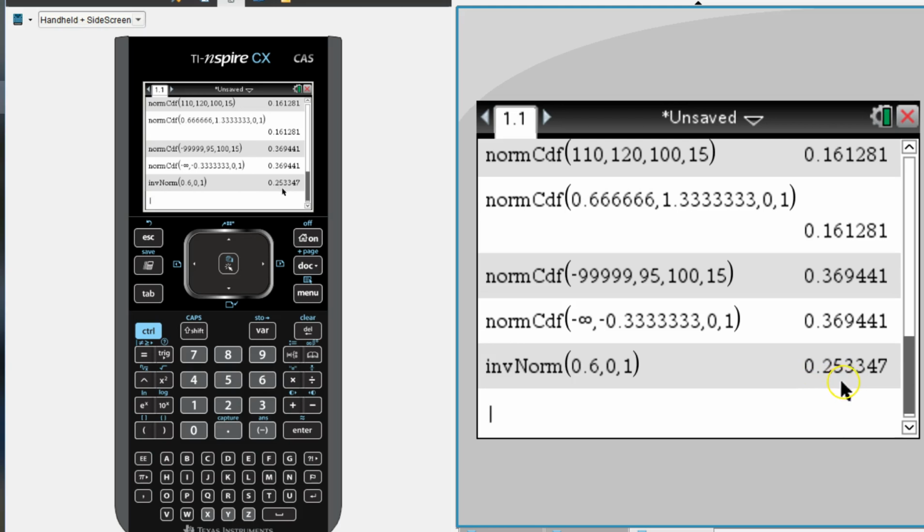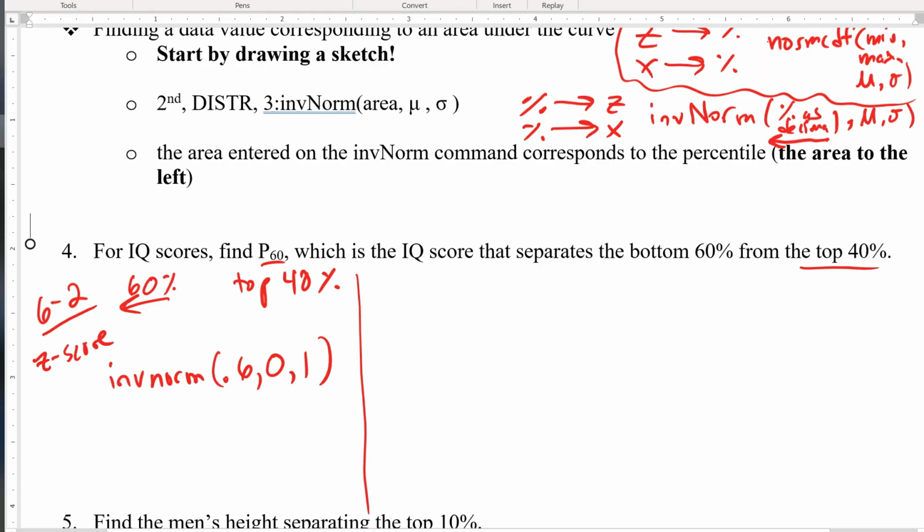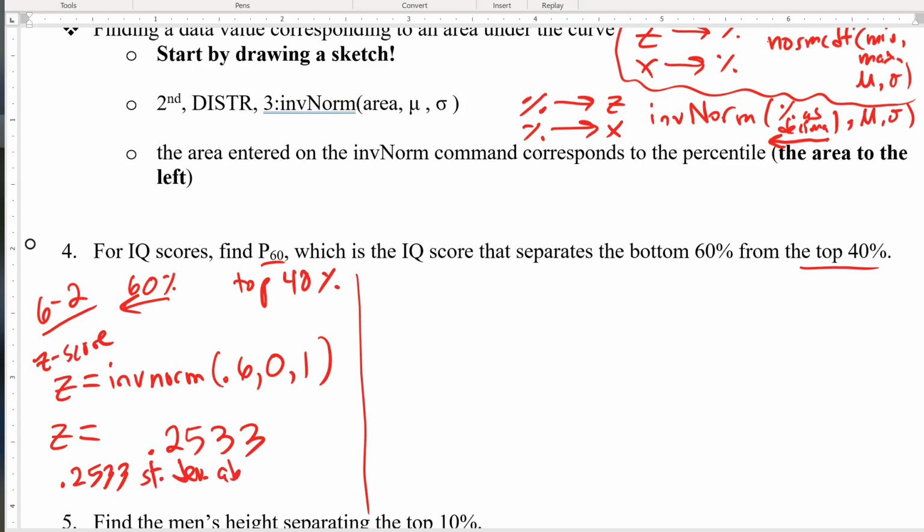This right here, 0.2533, does not mean 25%. That is utterly ridiculous. Okay? What we just got was not a percentage. We were given a percentage. This is a z-score. That basically means that the 60th percentile is 0.2533 standard deviations above the mean. That would give us the 60th percentile.